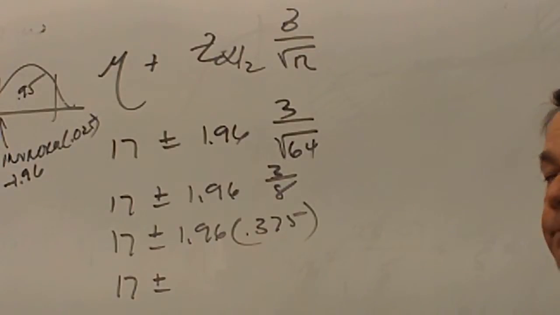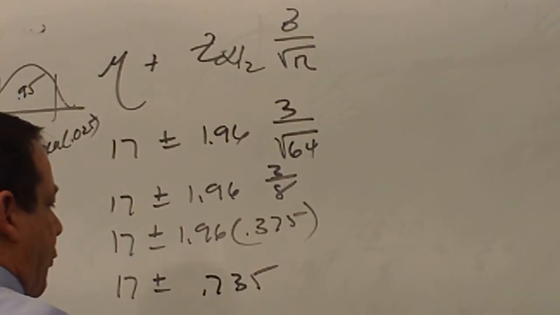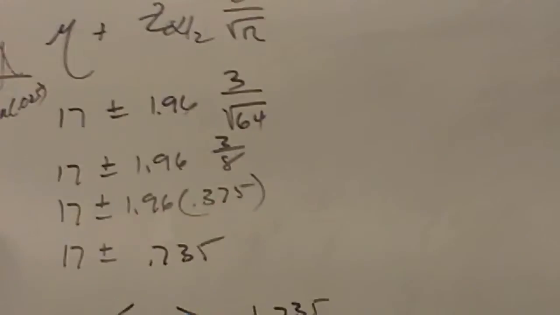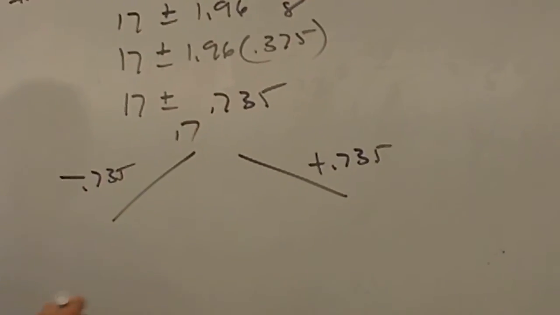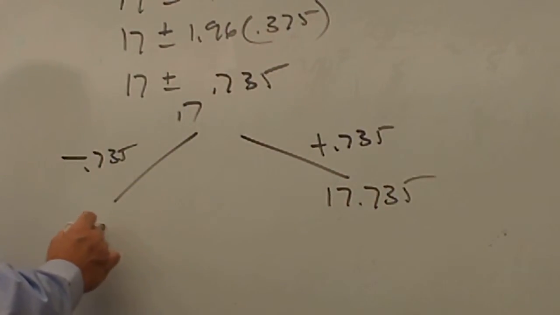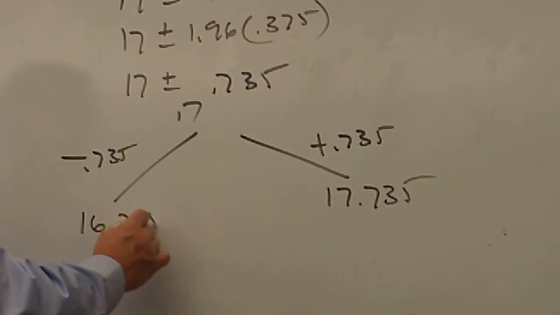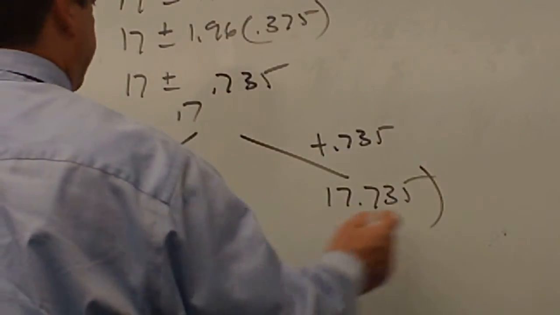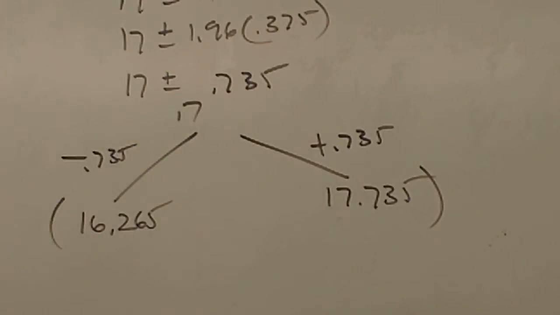Does anyone get that? 0.735. So I simply add 0.735 and I subtract 0.735. So that's 17 plus 0.735, which is 17.735. And this would be 16.265. So that is my 95% confidence interval.